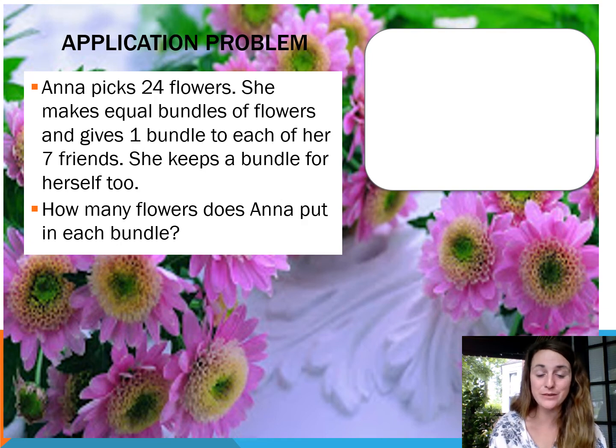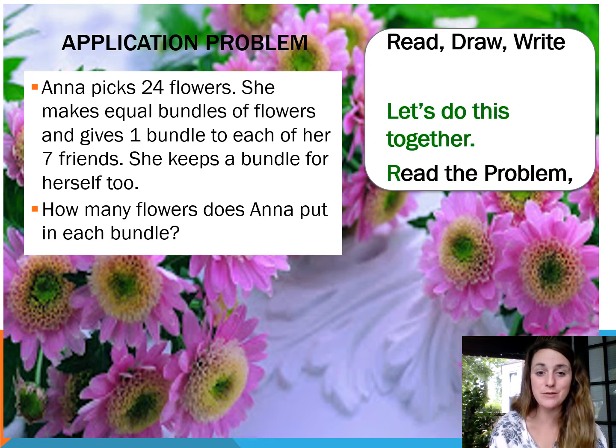Anna picks 24 flowers. She makes equal bundles of flowers and gives one bundle to each of her 7 friends. She keeps a bundle for herself, too. How many flowers does Anna put in each bundle? We're going to have a read, draw, write strategy with this. Let's do it together. We just read it, and I'll read it one more time.